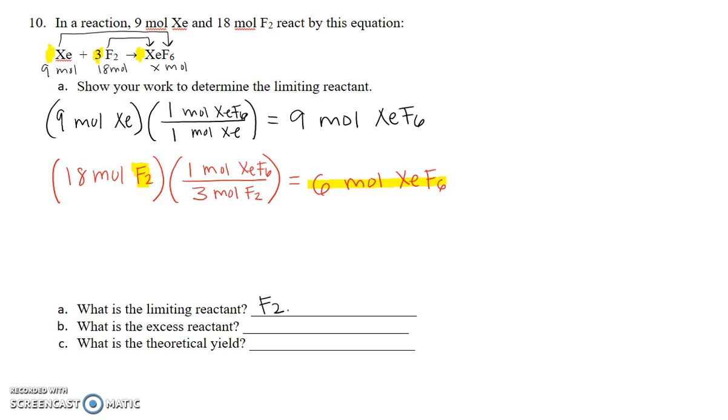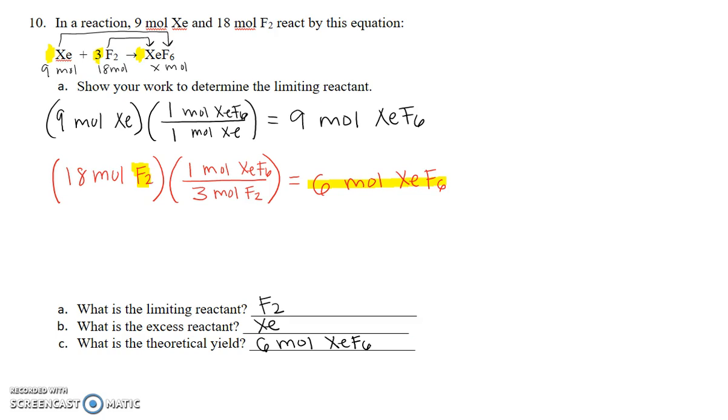The excess reactant is the reactant that produces the most amount of product, in our case, Xe, and the theoretical yield is the amount of product that you can produce based on your limiting reactant. So in the situation above, 6 moles of XeF6 is our theoretical yield.